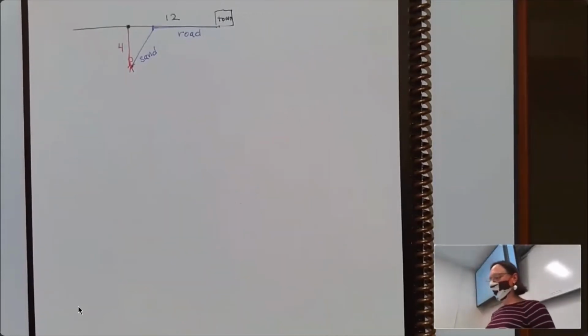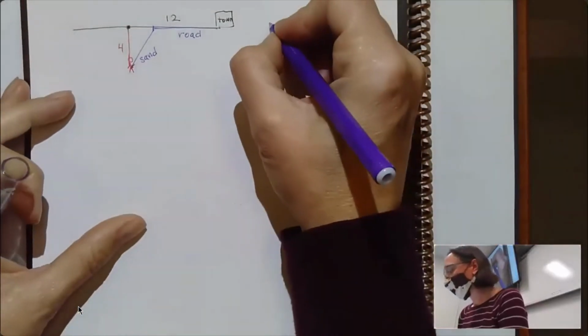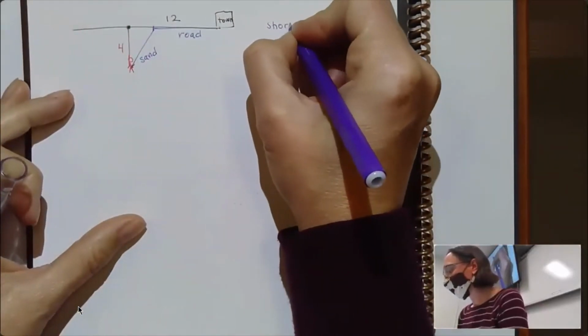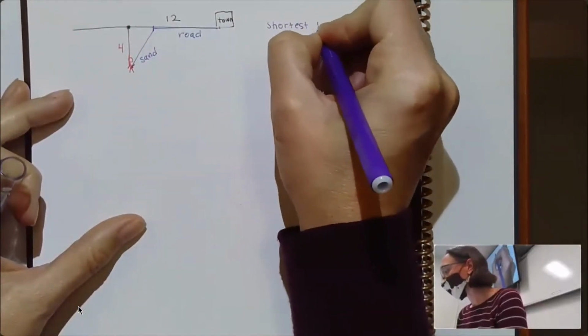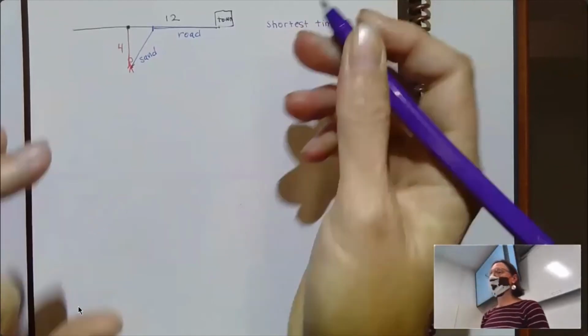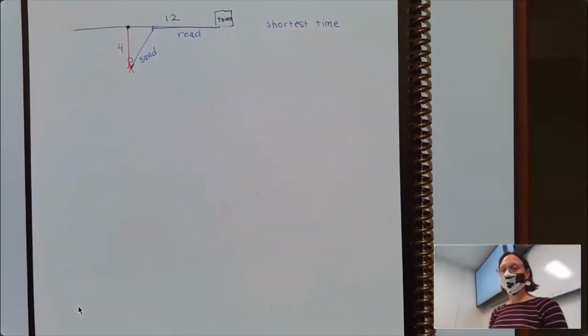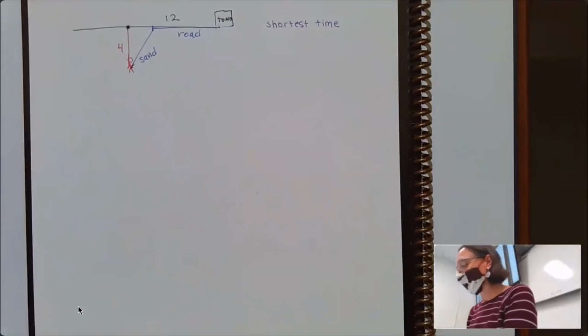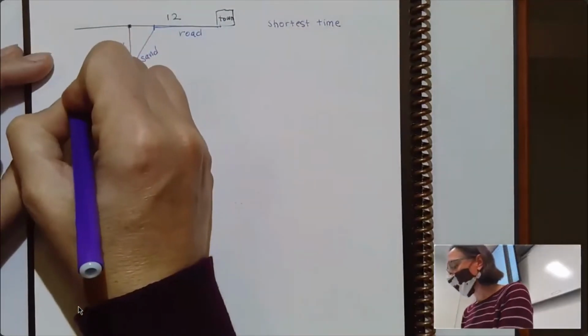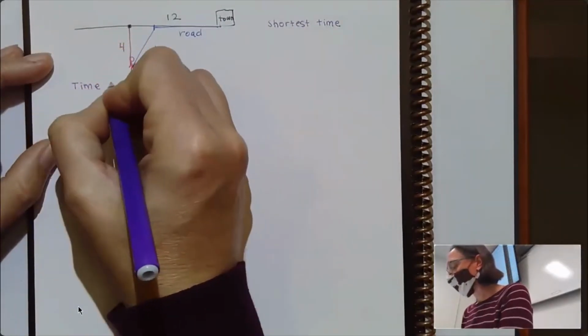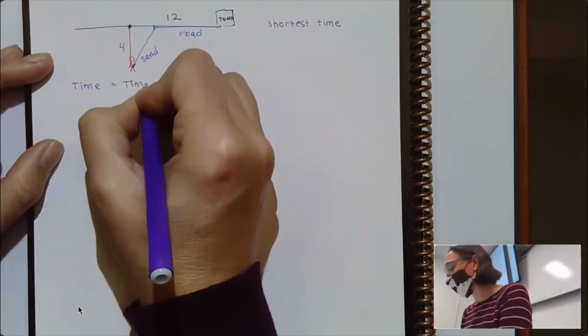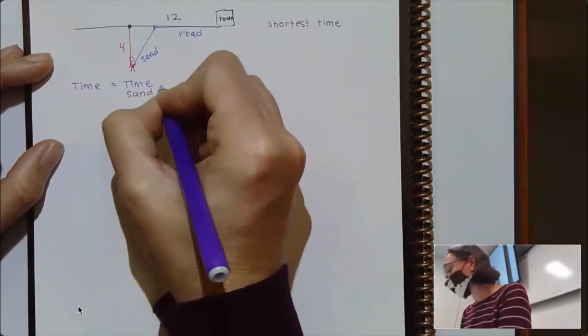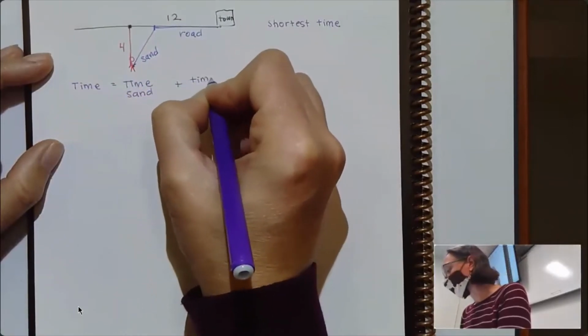So now we get to the tough part. The question asked us to find the shortest time. And if what I'm looking for is the shortest time, I have to start by writing an equation for time. I'm just going to start in words. So I know that the total time is going to be her time in the sand plus the time on the road.